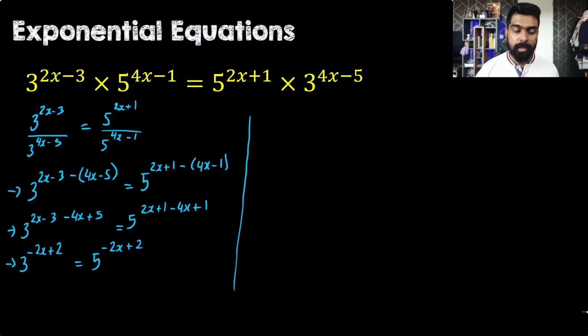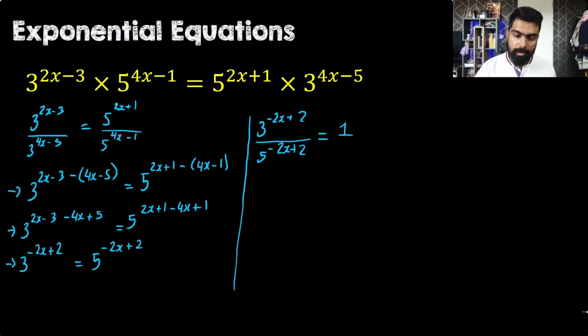Now if we take a look at it, guys, we see that the exponents are the same, right guys? So in this case, I'm going to transpose everything to be on just one side. So what will I have here, boys and girls? I'll have 3 to the power of negative 2x plus 2 over 5 to the power of negative 2x plus 2, and this is equal to 1. On the right hand side we will have 1, right guys? Because whatever we have on the right hand side, we are multiplying it with 1.